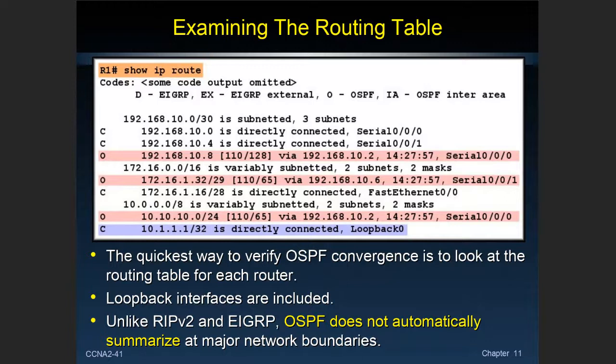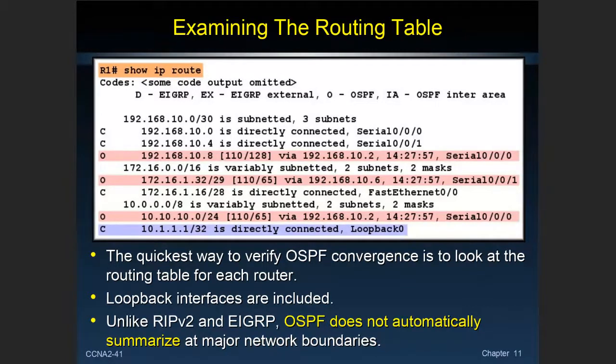The second pink line is 172.16.1.32/29. The administrative distance remains 110 for OSPF, and this cost is 65. That's a more desirable route if you need to go to that network. So look at the routing table and you'll see all your loopback ports if you configure those.